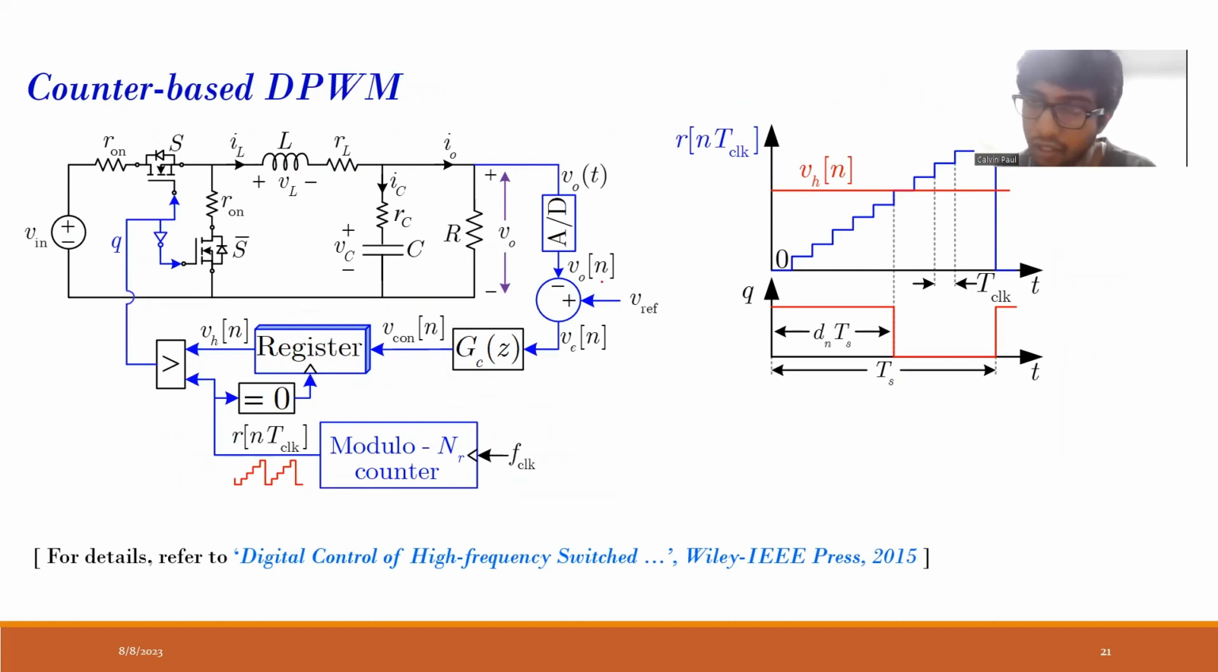Output voltage sampled by the ADC, V output n, V ref, V error is generated. That goes to the controller. It generates vcon of n. That would have happened some time back. But only when this event happens, that this ramp signal is 0, then only I will give the command to the register to take the input value of the register, to update the value of the register. Only at this particular event will it read this value of the controller's output. It will read that value and store it into the register.